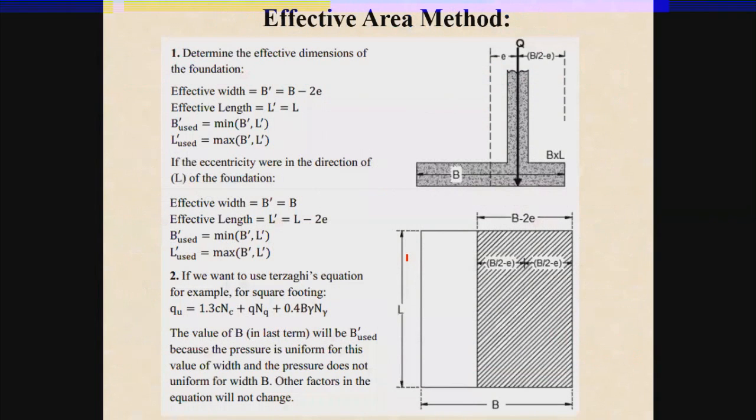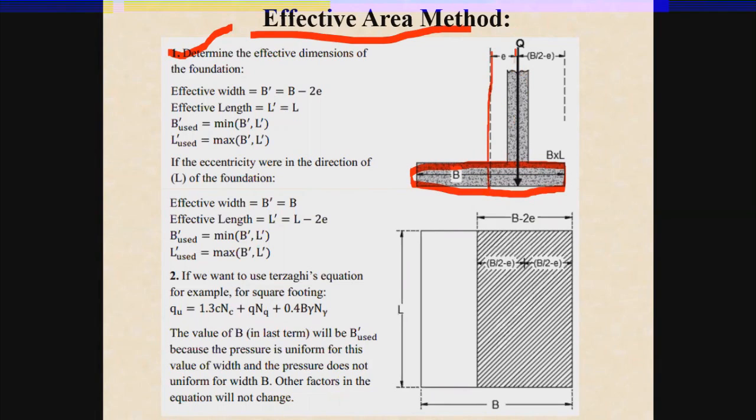Now, how this effective area is calculated: in this particular slide, there is a detailed procedure for the effective area method. You can see that is the width of the footing, and that is the center line of the footing. That is the point of application of a column load acting on the footing at a distance of e from the center line of the footing. Now, if this eccentricity is there in the width direction only, then we will use the effective dimension for the width axis as B prime equal to B minus 2e, and you will use the original dimension for the length axis because the eccentricity is there only in the width direction.